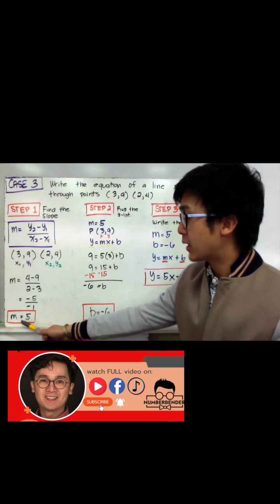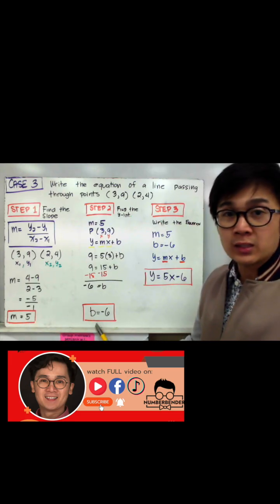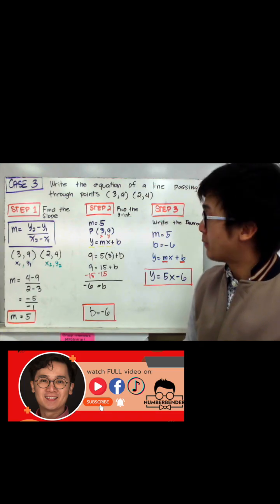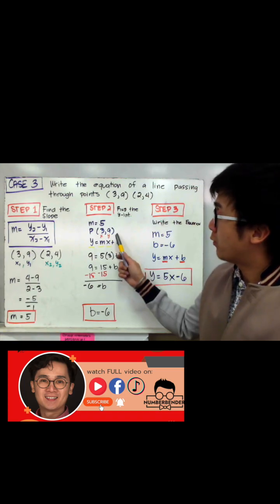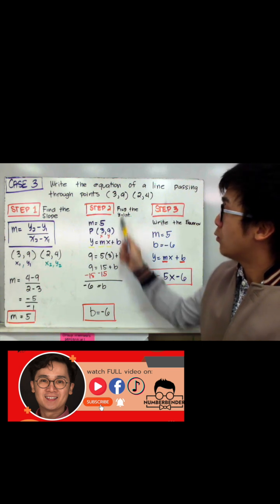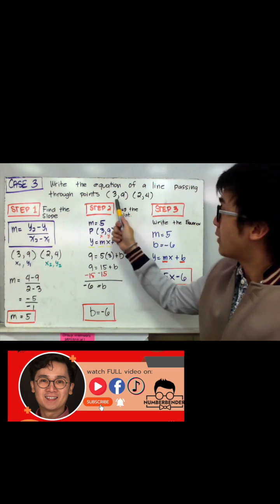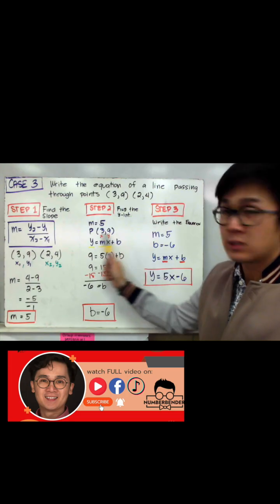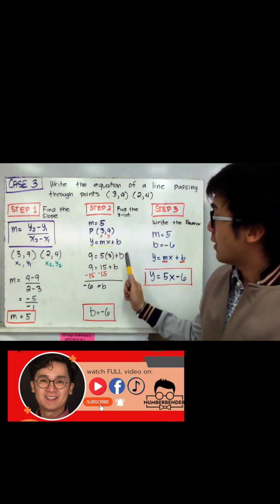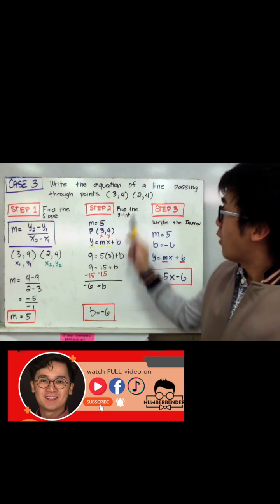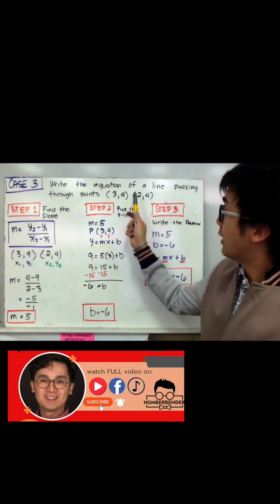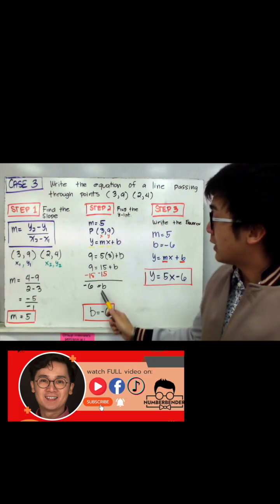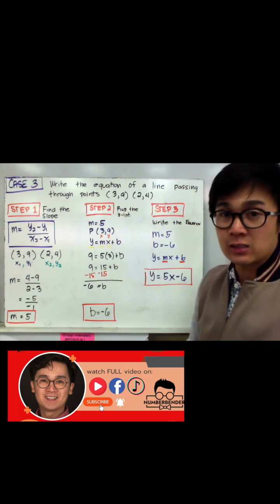Now that I have my slope and my y-intercept, I am ready to write the equation of a line. Before I move on to step number 3, I just want to reiterate that it doesn't matter which point you pick. You can pick (3, 9) to be your point in using the slope-intercept form in finding this y-intercept, or you can also use (2, 4). Now, what will happen if you use (2, 4) instead of (3, 9)? Well, you still have b equal to negative 6 as your answer.